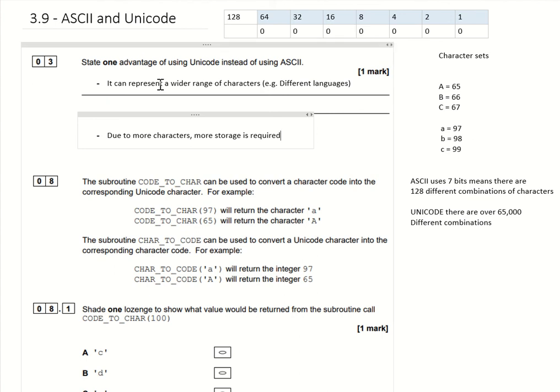So in this kind of question, if you ever get asked for an advantage of Unicode over ASCII, it can represent a wider range of characters. Whereas for Unicode, the only downside is it just takes up more storage. But you never get asked the other way around. You never get asked what's the benefit of ASCII over Unicode, or if you do, it hasn't come up yet. So that's the kind of standard paper 2 question you'll get on Unicode and ASCII.